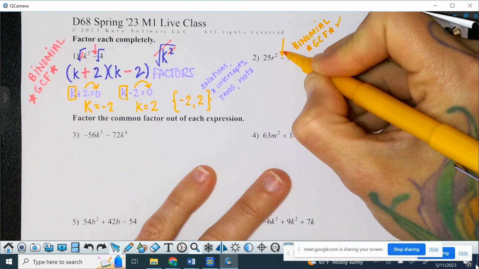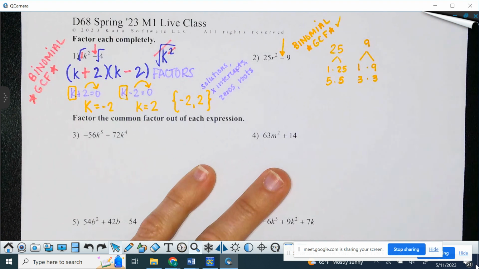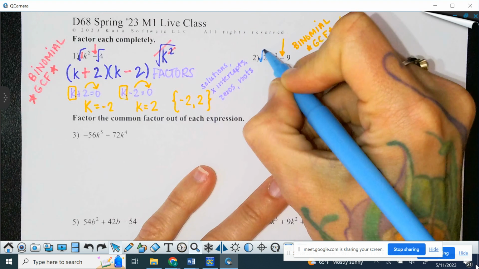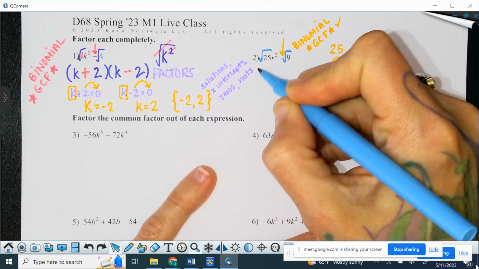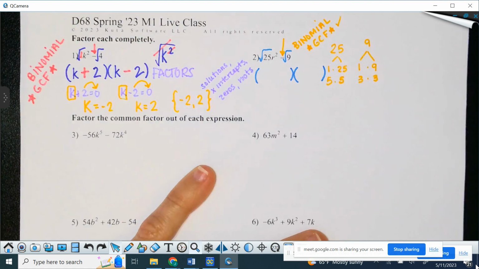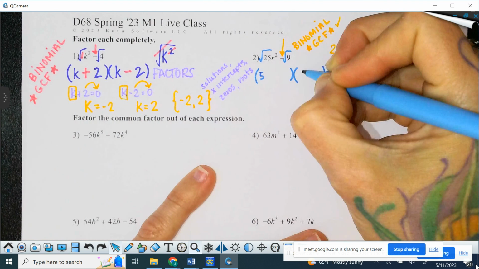It is, so we're going to get in there and we're going to take the square root of both. Now, this one's a little different because we have a number with our r squared. What is the square root of 25? What number times itself will give me 25? 5. Good. 5. 5. What's the square root of r squared?